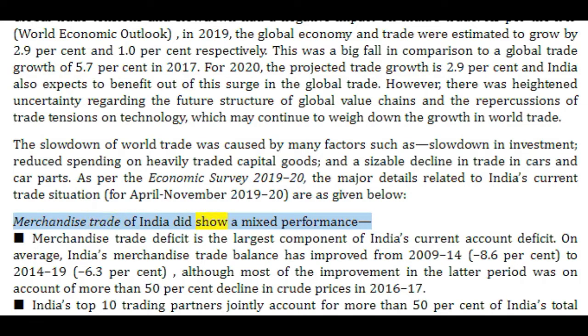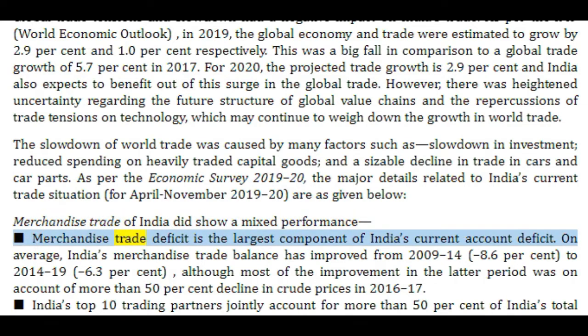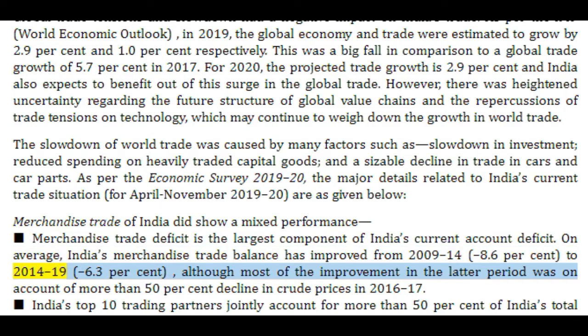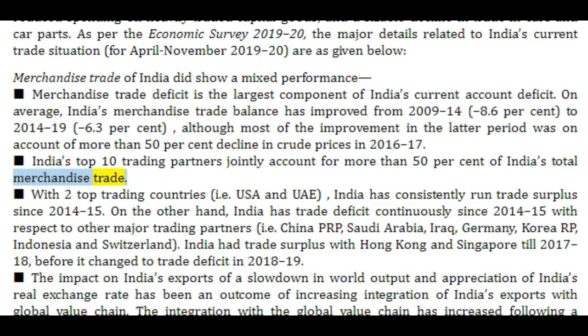Merchandise trade of India did show a mixed performance. Merchandise trade deficit is the largest component of India's current account deficit. On average, India's merchandise trade balance has improved from 8.6% in 2009 to 14 to 6.3% in 2014 to 19, although most of the improvement in the latter period was on account of more than 50% decline in crude prices in 2016 to 17. India's top 10 trading partners jointly account for more than 50% of India's total merchandise trade.